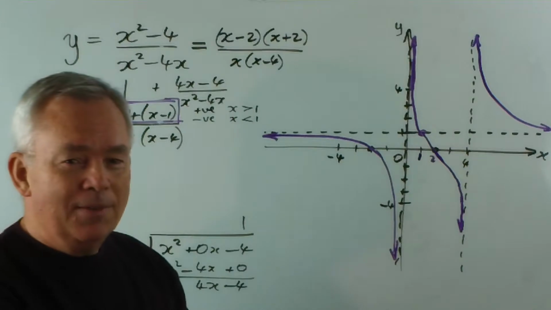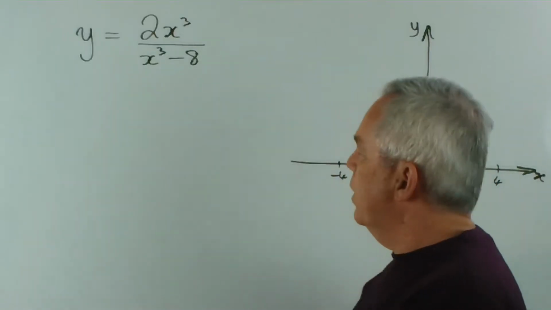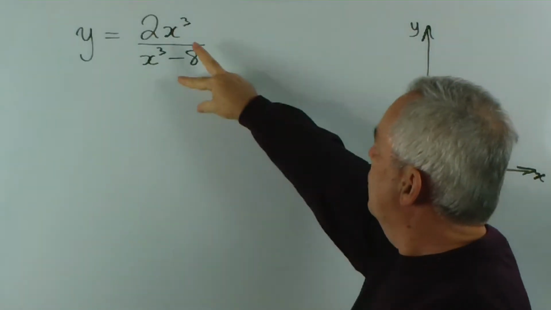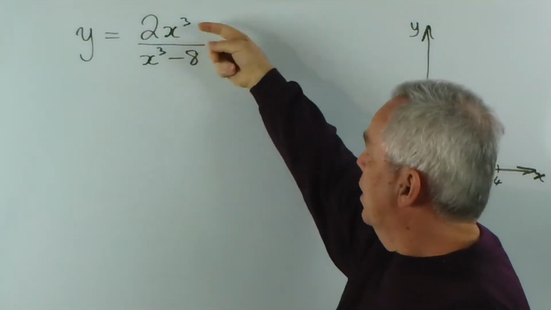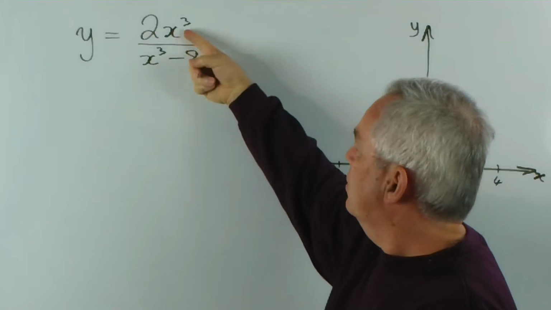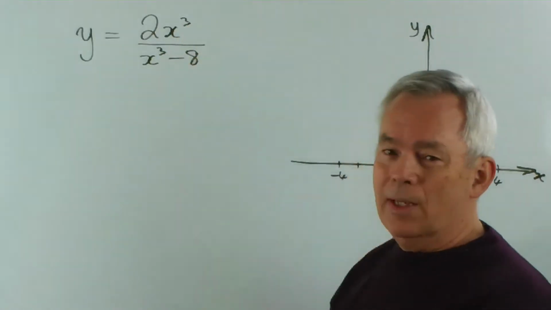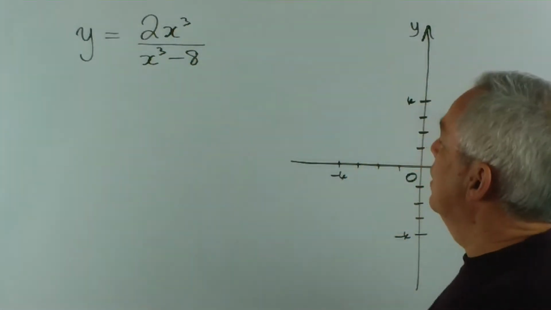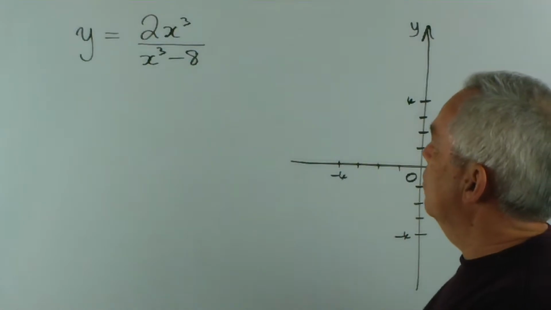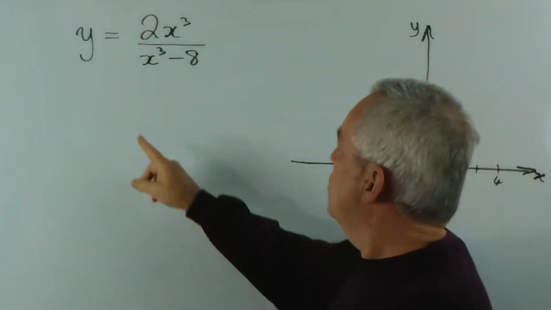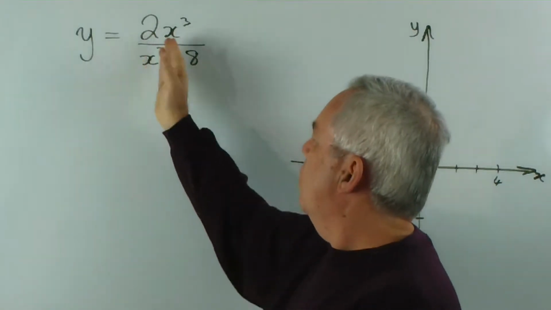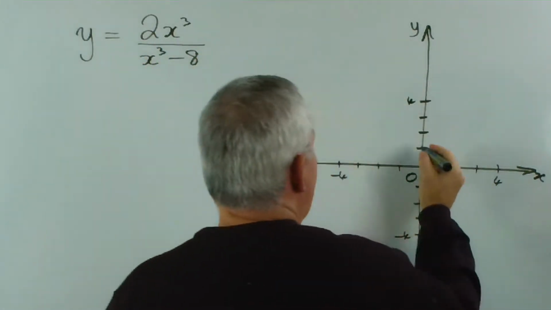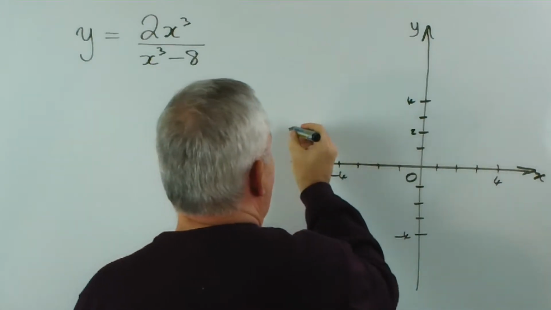Let's keep learning. Well, here we are with the next graph. This time I've stepped things up. We're looking at a cubic in both positions. Notice the same power in the numerator and denominator. That's why it's a type 2 rational function. And I think you can see that because this coefficient is 2 and this coefficient is 1, y equals 2 is going to be our horizontal asymptote.